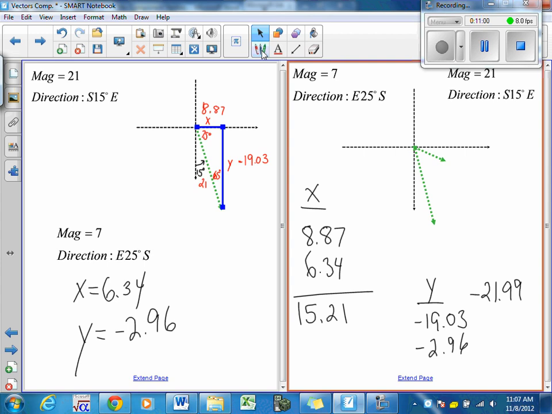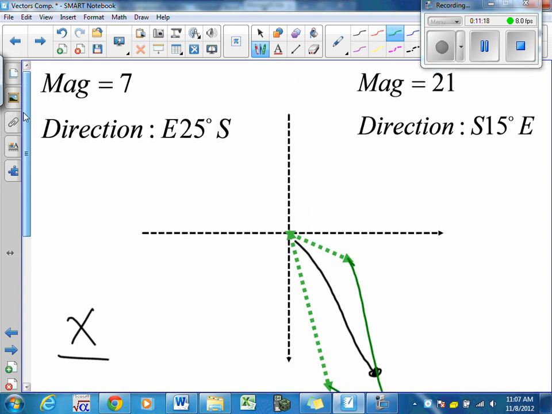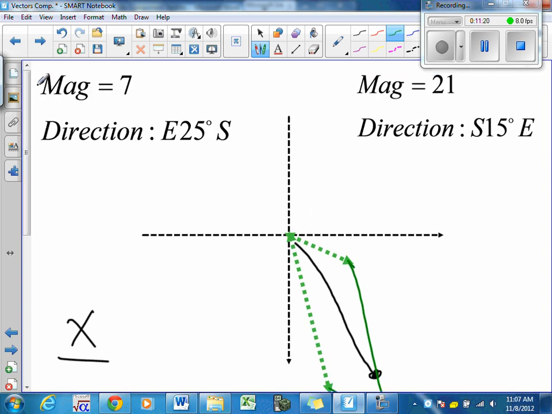So what I've done is I've taken these two vectors and I've added them together to get my new vector here. And you're probably wondering, isn't this the exact same thing we can do by just doing that? Absolutely. It gives you the exact same answer. It's just a different way of doing it. What you're doing is you're converting everything into x's and y's.